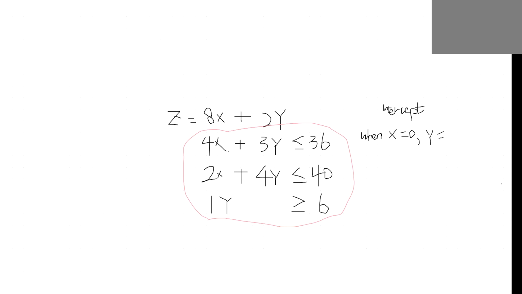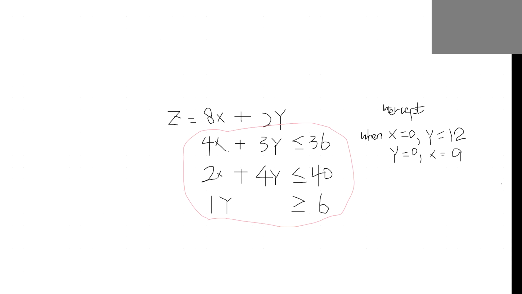So if we put 0 for x here, 4x is 0. 3y equals 36. So y should be what? So y would be equal to 12. Very good. Nice. Now, what about when y is 0? So this is 0. Then 4x is 36. Therefore, x would be equal to 9. Good. Very good. Good job.